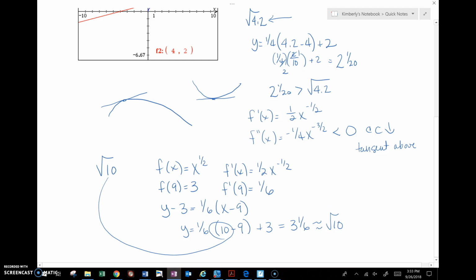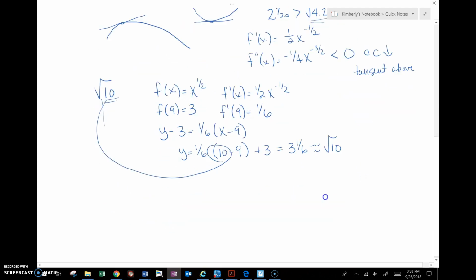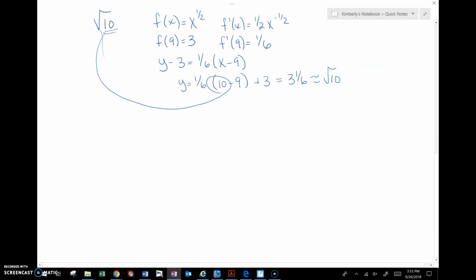That's not going to be as good of an approximation as my square root of 4.2, mainly because I'm 1 unit away from my point of tangency with 10, and I was only 2/10 away from my point of tangency using 4.2.